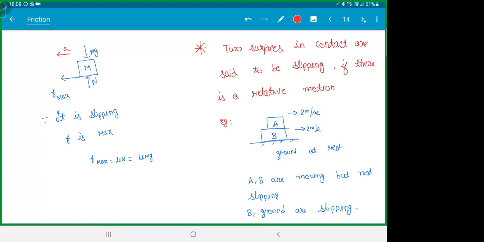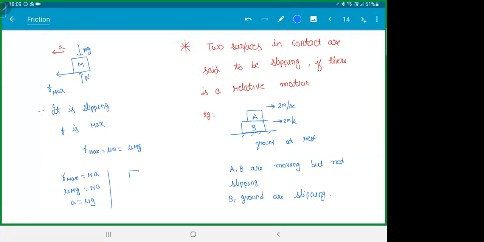Acceleration is backward. Newton's second law: N is equal to mg. F max is equal to ma, so mu mg is equal to ma. a is equal to mu g. So what you got is a block which is going with speed u and acceleration a backward. This will travel some distance s and finally stop.